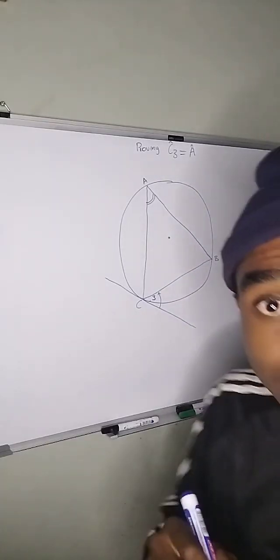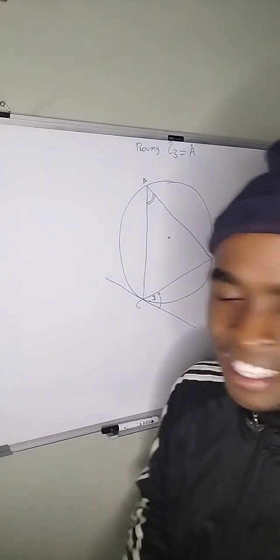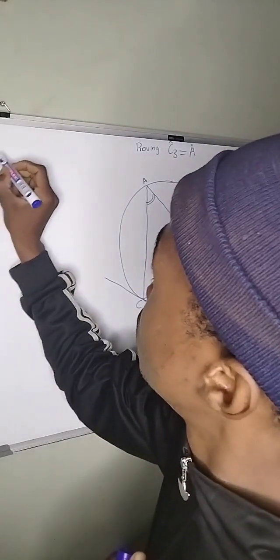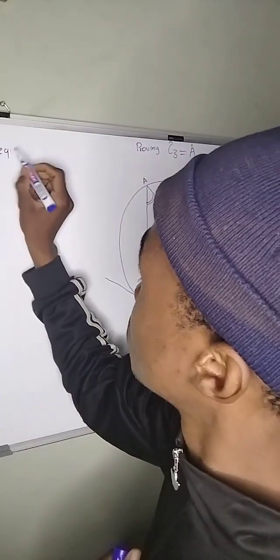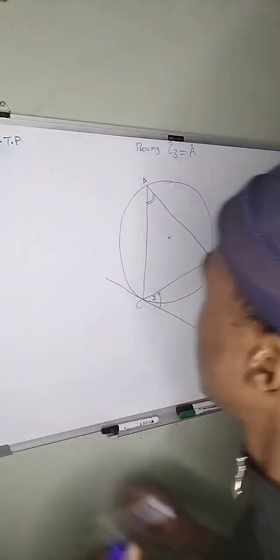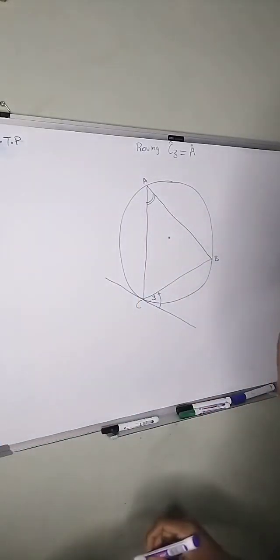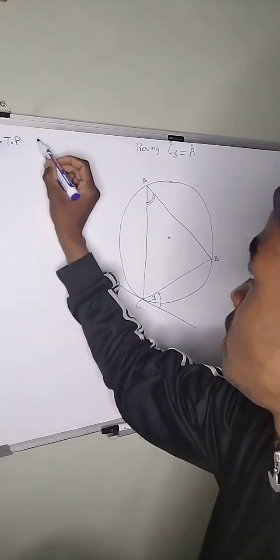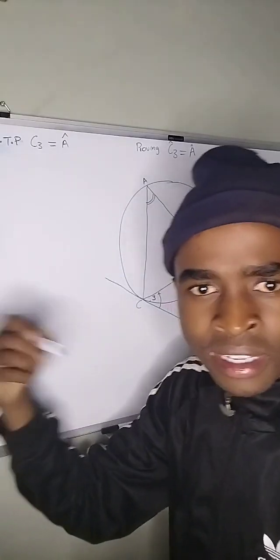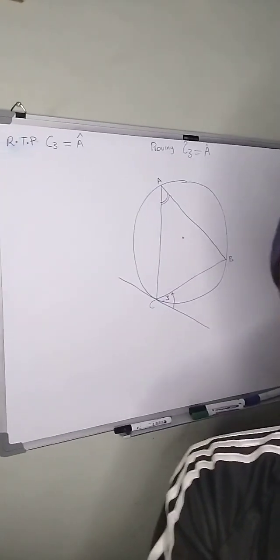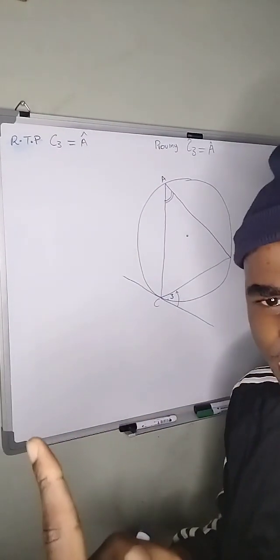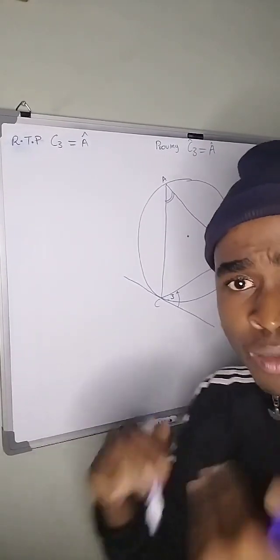So guys, let's start with the construction. What is it that we are going to construct? Again, required to prove, RTP, required to prove that C3 is going to be equals to A, ne? Not producing A, my friend. Not producing A. You came well.